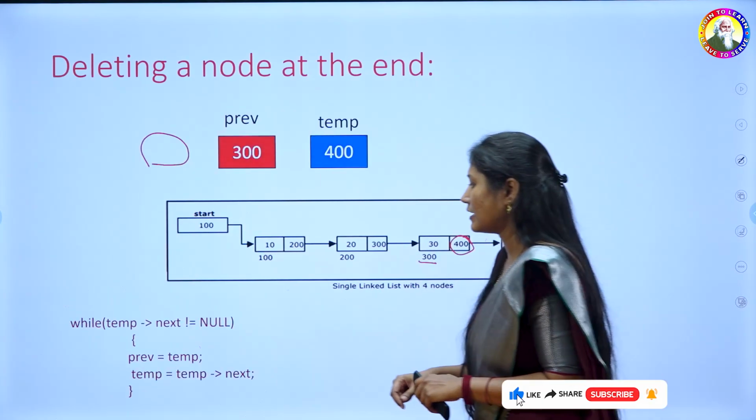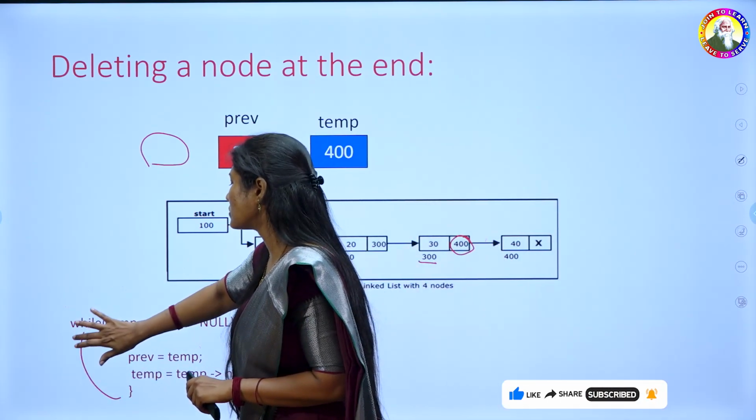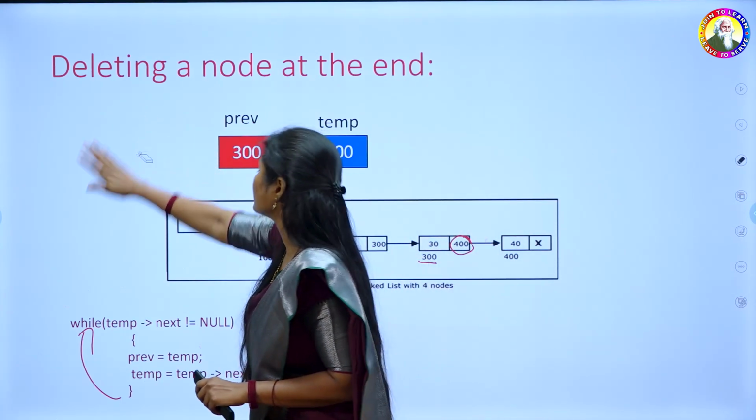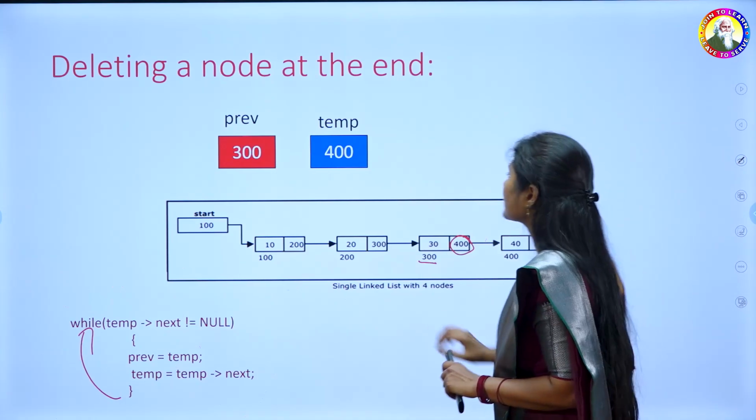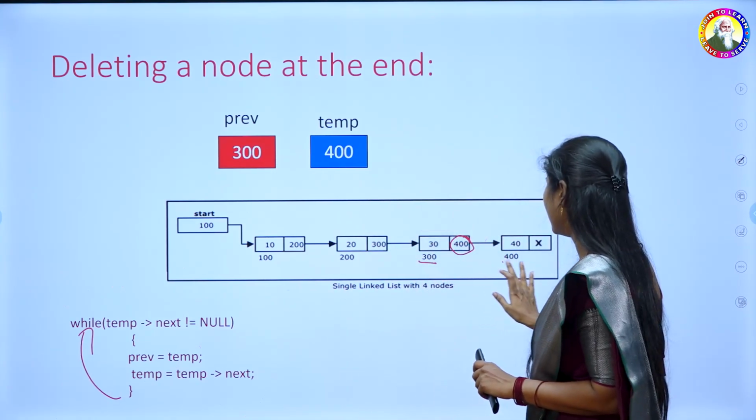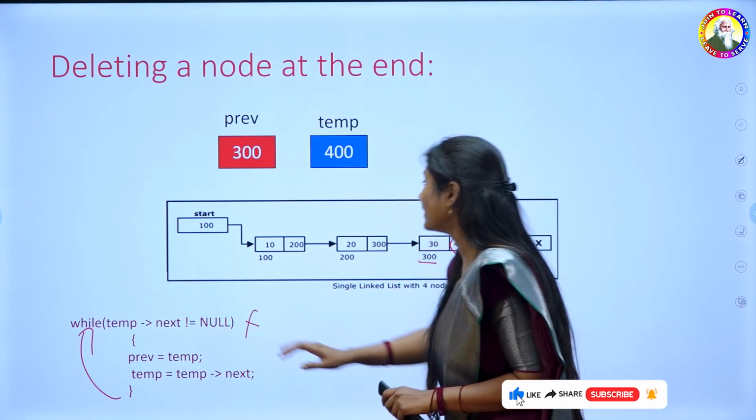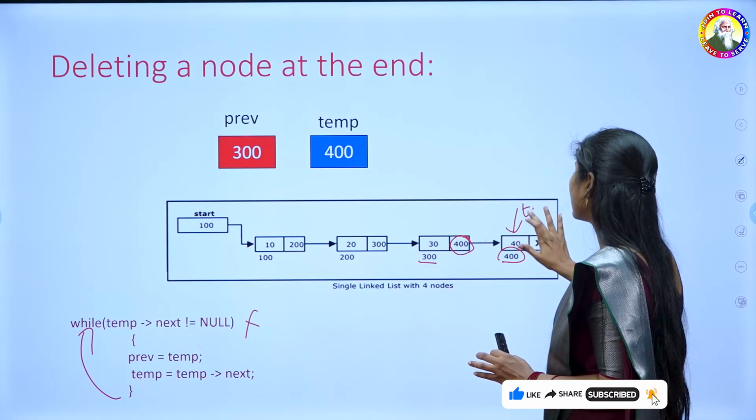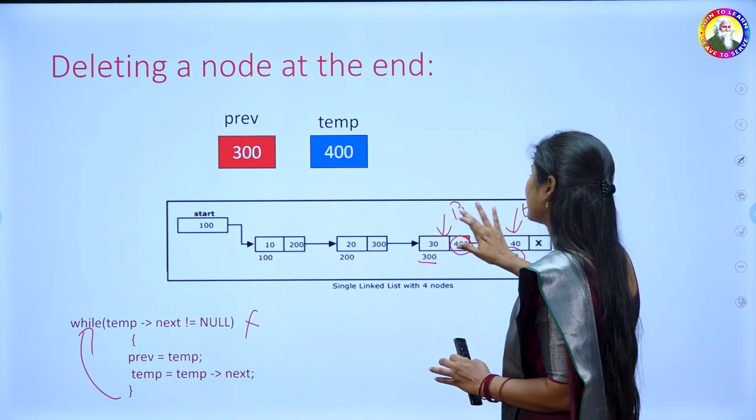Now again we are going to have to check the condition: while temp next not equals to null. Observe there. Check the condition while temp next not equals to null. Come to the 400. 400 next is null. The condition is not satisfied at this point. Where we are not satisfying the condition here, this one became the temp and this one became the previous.